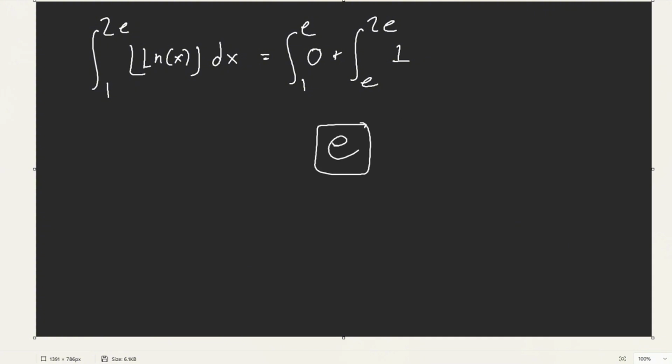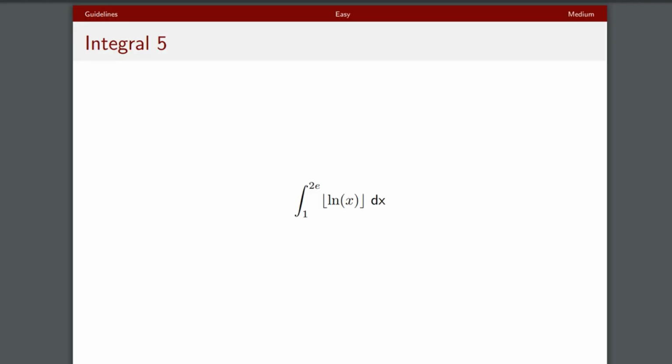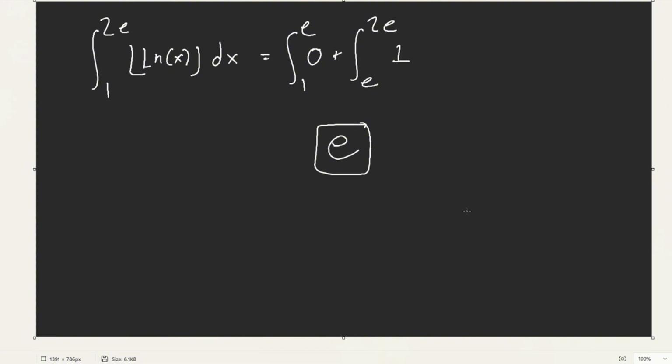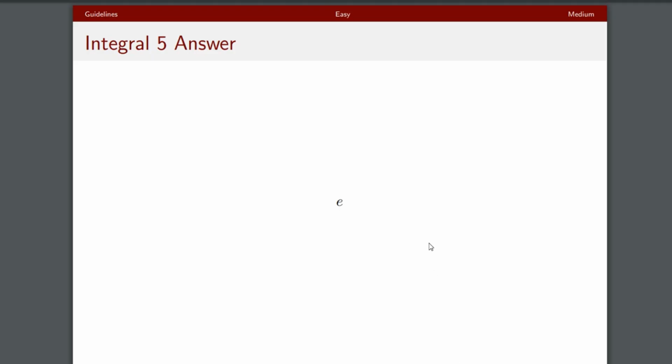So our answer is like 2e minus e. So I think the answer should be e. Is the answer e? I'd be mad if it's not. Okay, cool. Alright, well there you go. So our first piecewise integral where we have to manually integrate and split the bounds. Alright, next one.